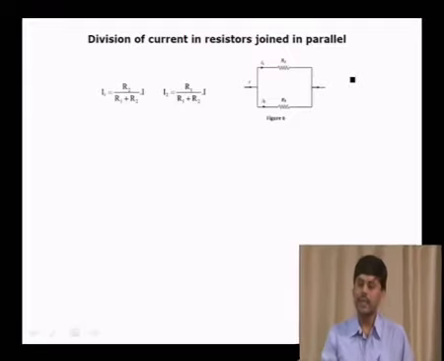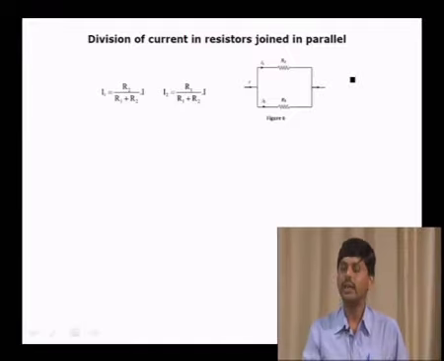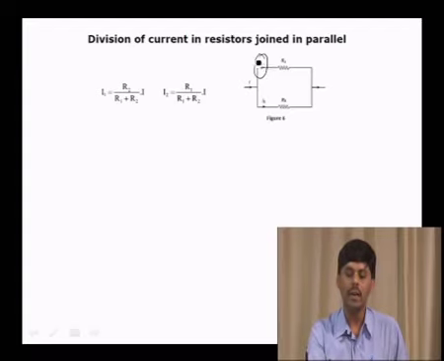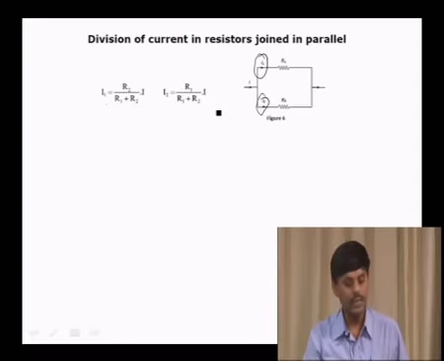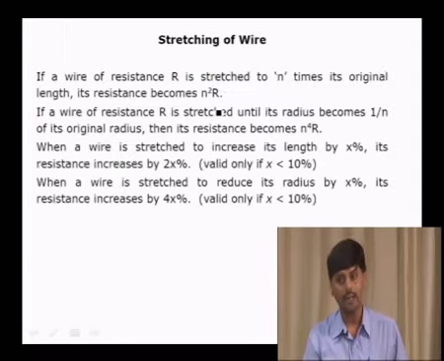Division of current in resistors joined in parallel. If you have only 2 resistors, how are you going to calculate the I1 and I2 values? By using the formula I1 equal to R2 divided by R1 plus R2 into I. Similarly, I2 is equal to R1 into I divided by R1 plus R2. This is called the branch current formula. It makes it easy to find the current in circuits.